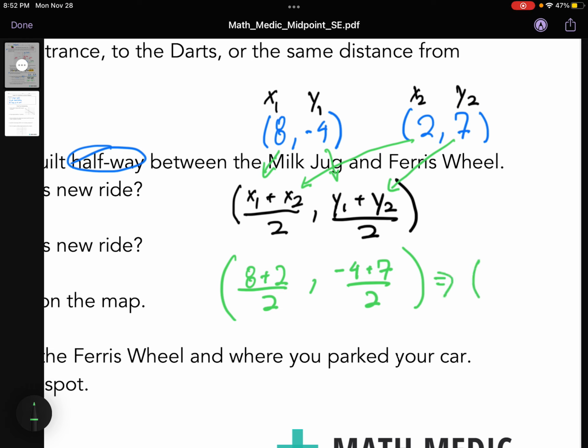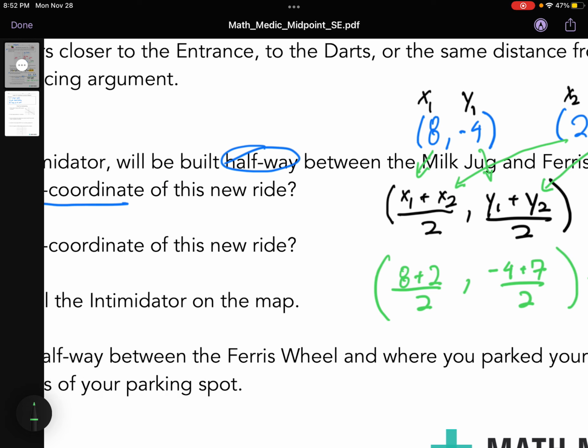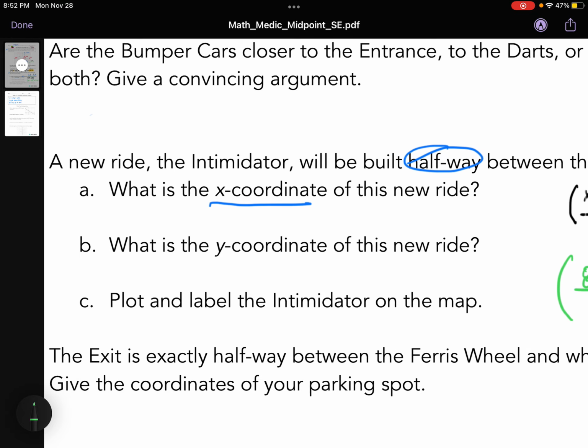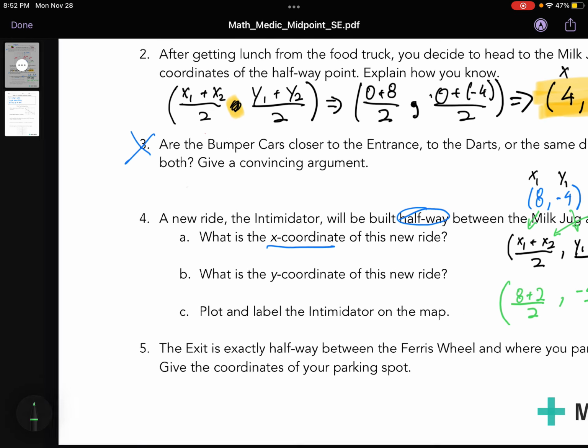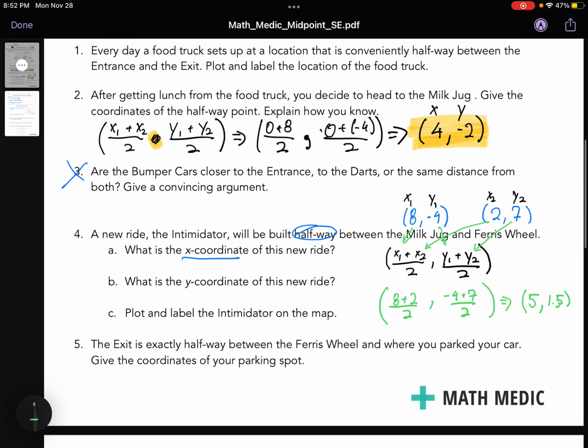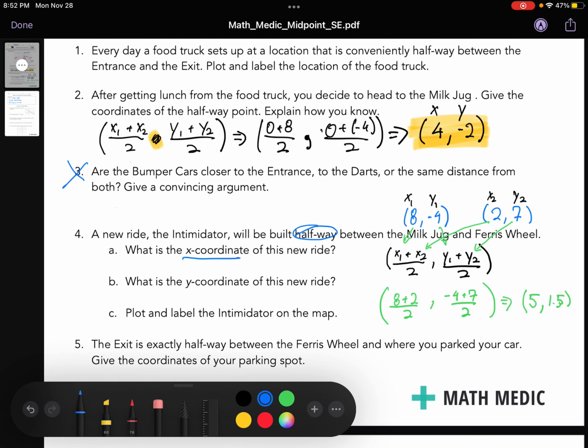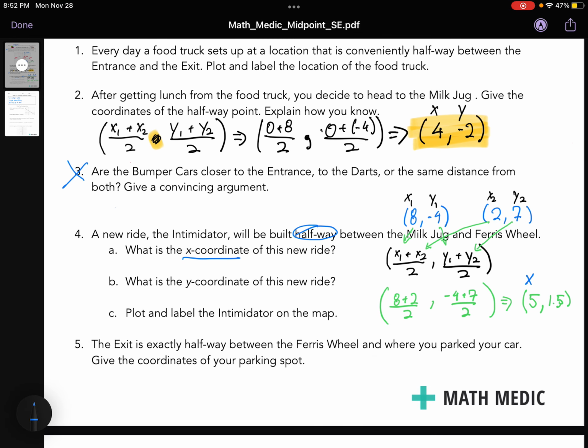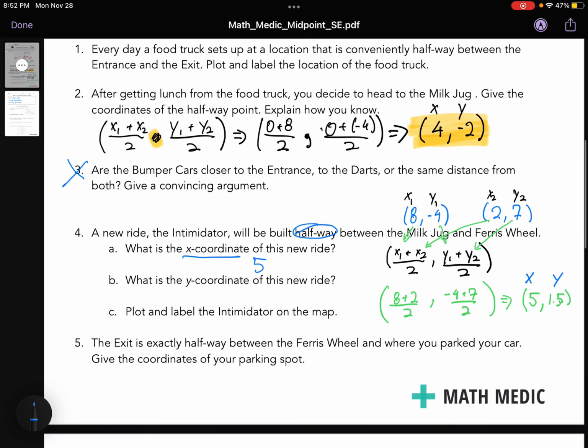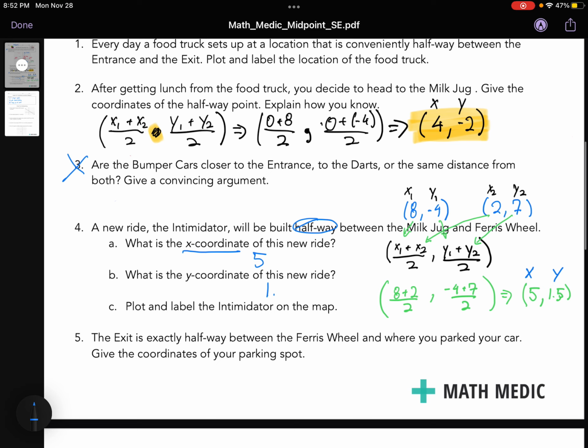Then we should get the answers. If you put in the calculator, 5, comma, negative 4 plus 7 is 3 divided by 2 is 1.5. So, what is the x coordinate of the new ride? Well, the x coordinate is always the first value. So this will be x and this will be the y. 5.